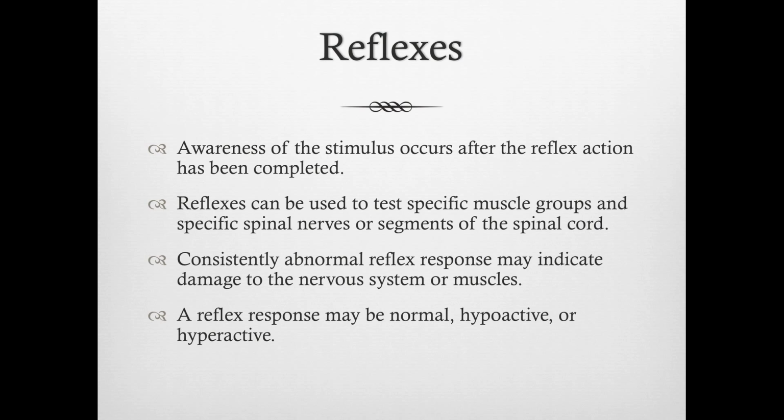Now, a consistently abnormal reflex response on the part of a patient could potentially indicate that there's damage to either the nervous system or the muscles of that area. So this is obviously very key. The idea is, is this consistently abnormal in this patient? And if so, why? That would be something to look into. Now, an individual can have a normal response, that is, what we think of as fitting the norm of most people.